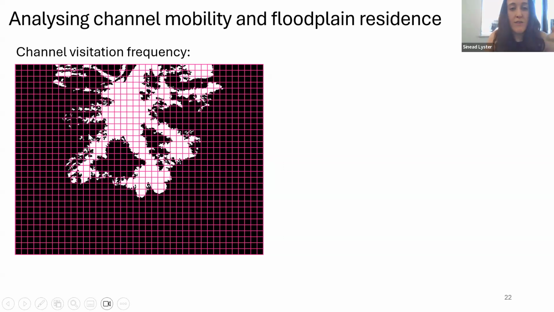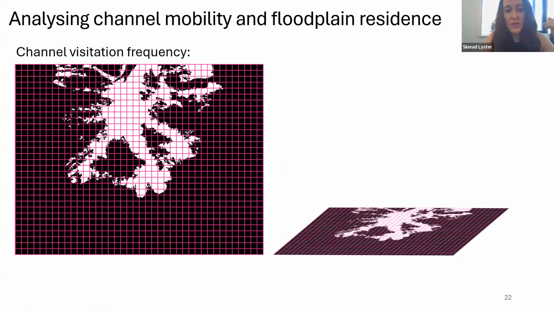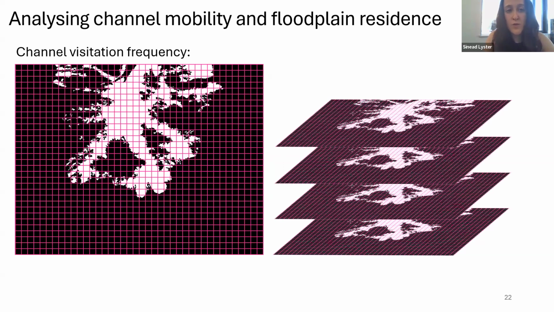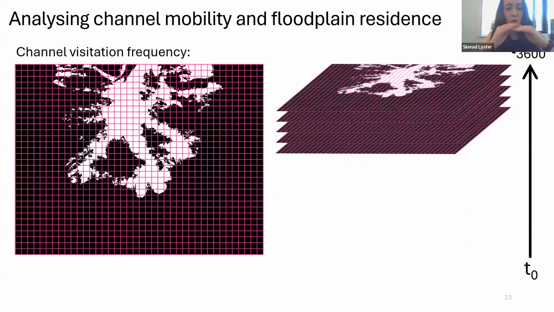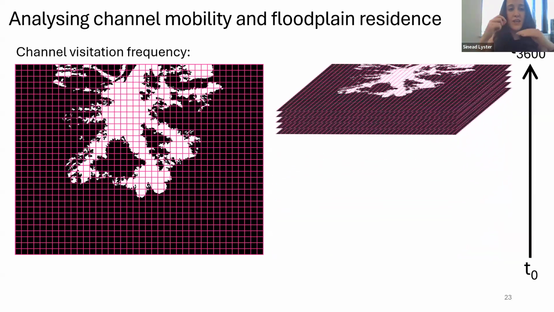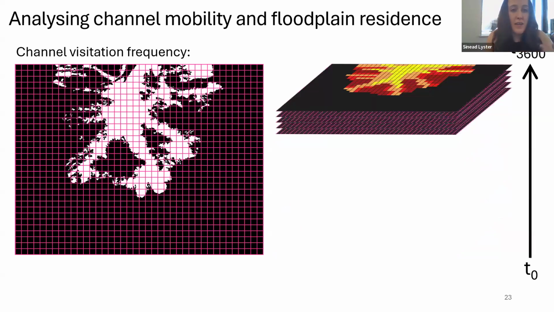Now what we can do is for every single mask that we've generated through the experiment, we can iterate through these masks and for a single pixel, we can check, is it a 1, is it a 0? And we can do this for every time step throughout the experiment, all the way from 0 to 3,600. And once we've done that, we've effectively stacked all of these masks, calculated how often a pixel was active, and then we can make a heat map. So this, as an example, would be a channel visitation frequency heat map.